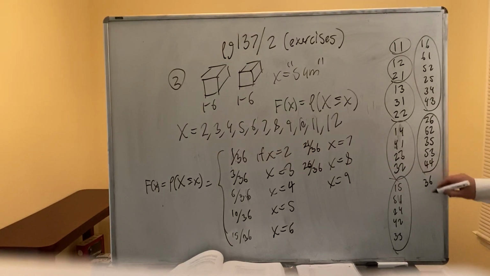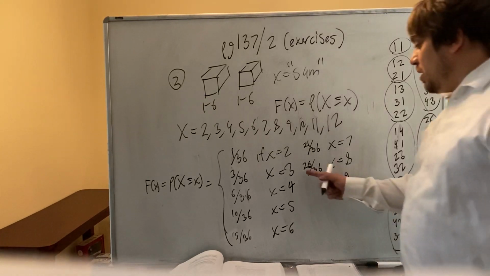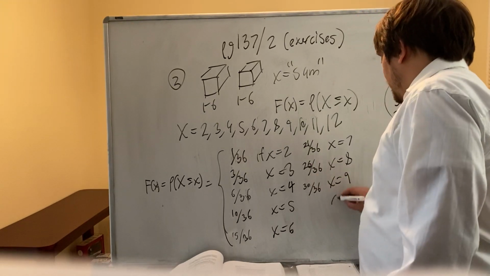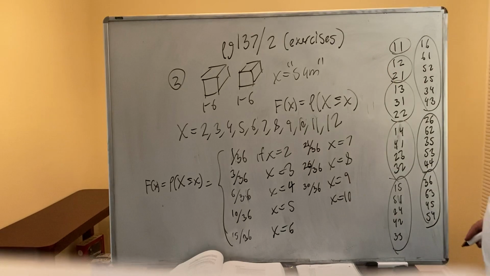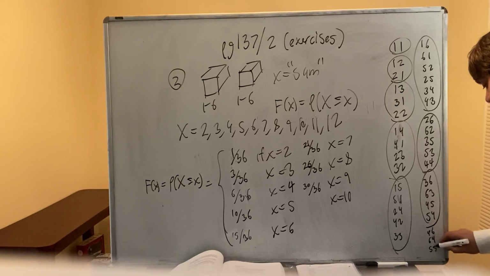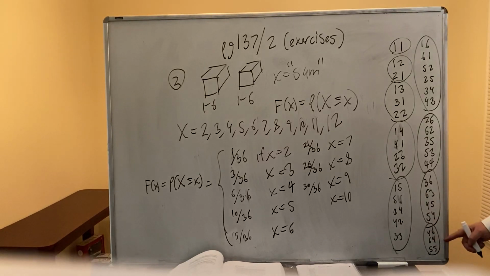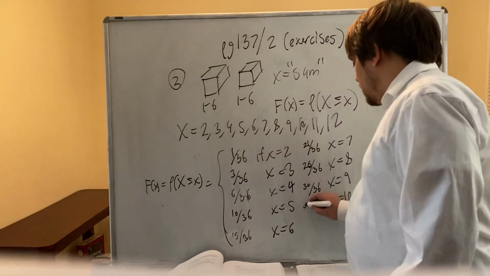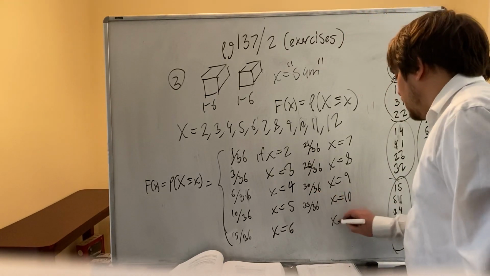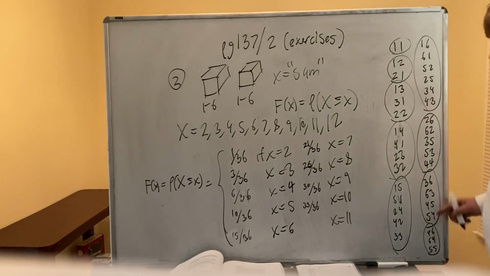3, 6, 6, 3, 4, 5, 5, 4. There's 4 ways to get a sum of 9. So 4 over 36 more is 30 over 36. Now the sum could be 10, and if the sum is 10, you could either have 4, 6, 6, 4, or 5, 5. We could add 3 more. And so you have 33 over 36 if x is 10. And if x is 11, then I'm running out of room here, so I'm going to go over here.